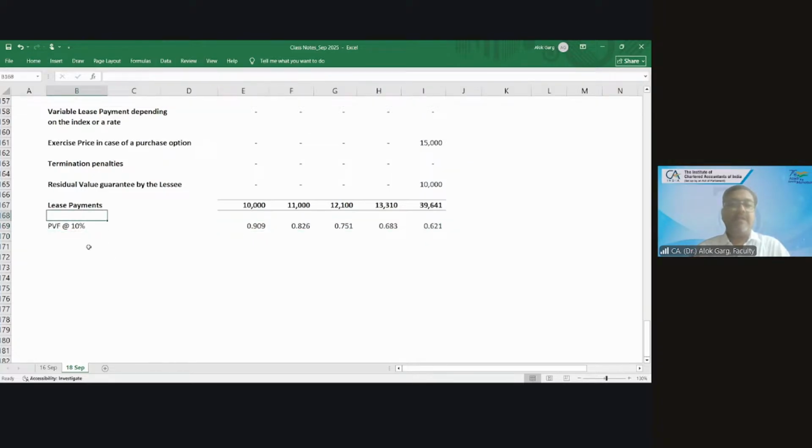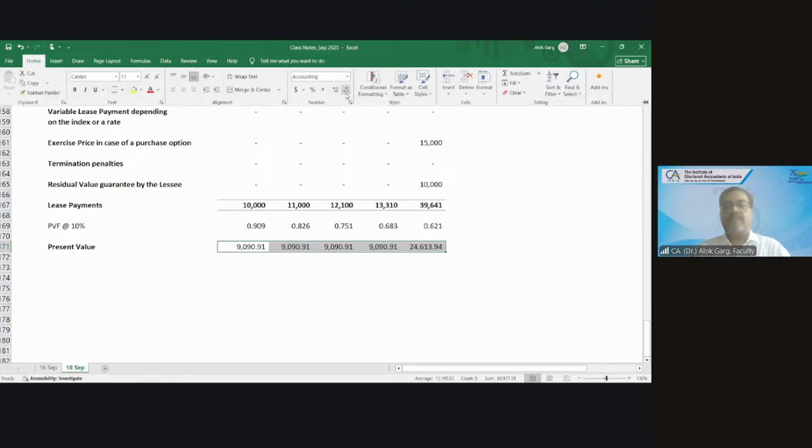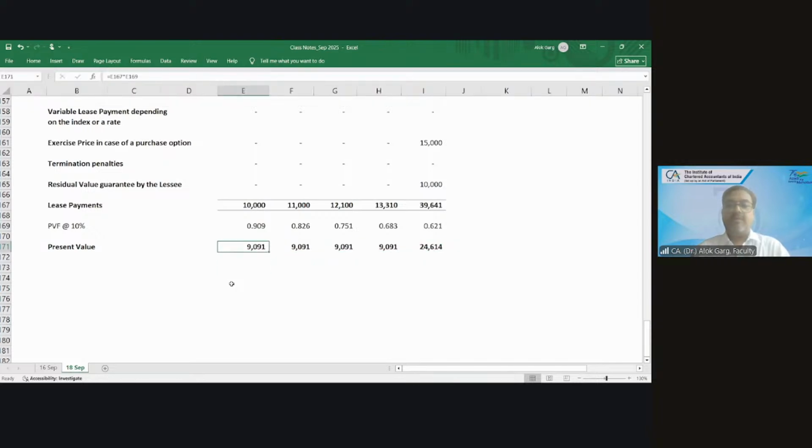Now, what is the present value? Lease payment multiplied by factor. This is the present value. So what is my total of the present value? My total of the present value is how much? It is equal to the sum of this, right? 60,978. The total of the present value.